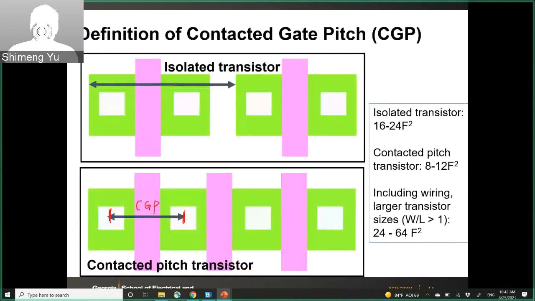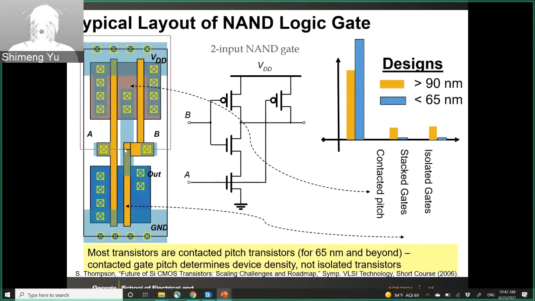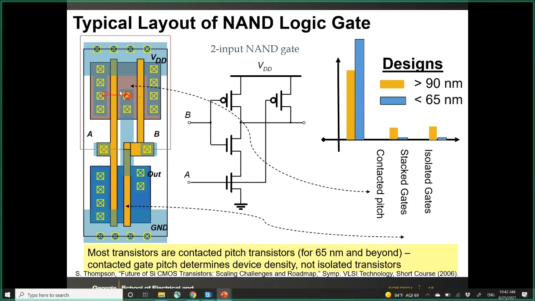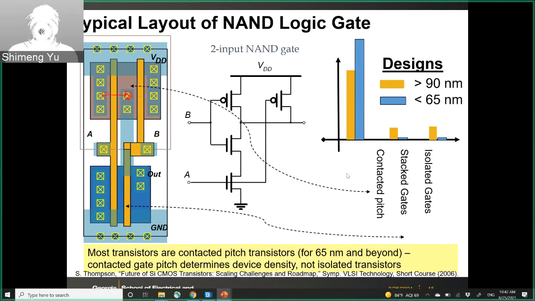So why is this important? Because from the layout point of view, you will see those transistors. So this is a simple two-input NAND gate. And you know this is the NMOS, this is the PMOS. And you see in the PMOS region, those are the contact gate pitch transistors. Those two gates share one contact. And if you look at the layout of the digital circuit below 65 nanometer, most of the transistors will be this kind of contact gate pitch transistor.